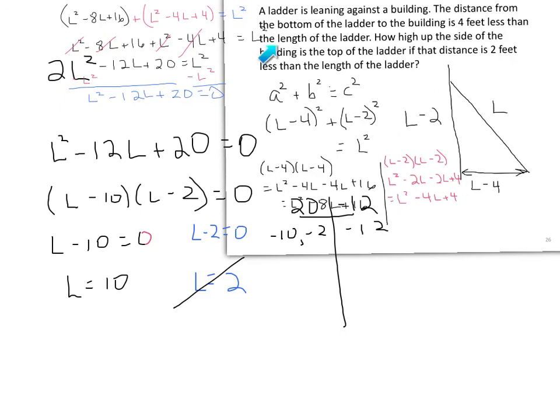We need to pay attention to what the question is asking for, and it's asking how high up the side of the building is the top of the ladder. And so that distance is L - 2. So we take our length, 10, and subtract 2, and we get 8. And so 8 feet is the correct answer.